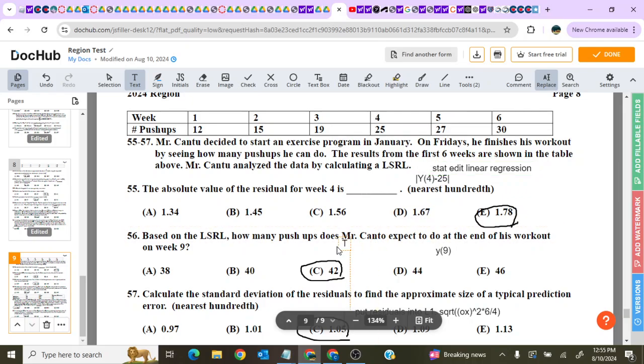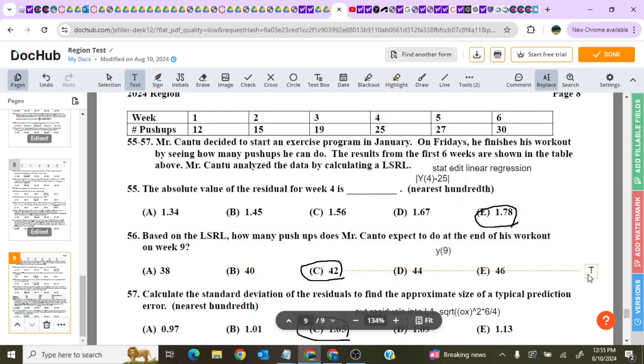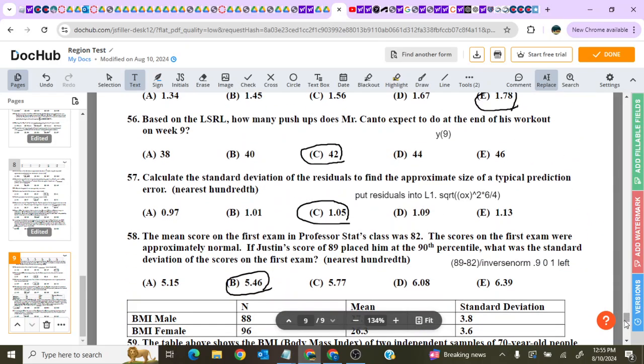Based on the LSRL, how many push-ups does Mr. Kanto expect to do at the end of his workout on week 9? Well, this is just a prediction at x equals 9, so y of 9 is 42.